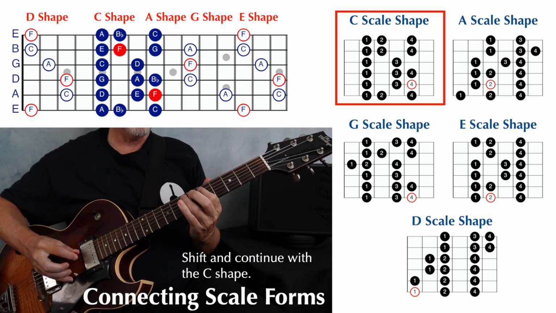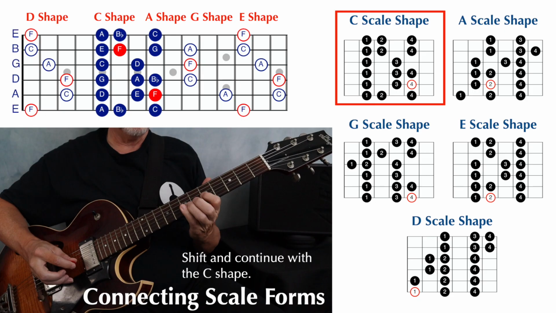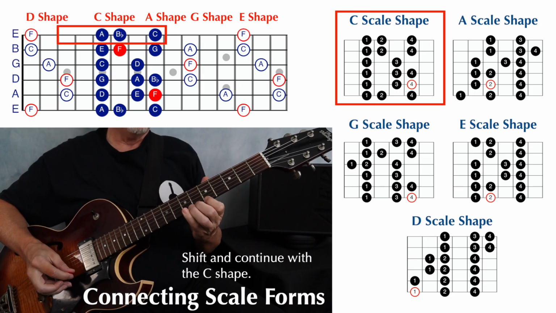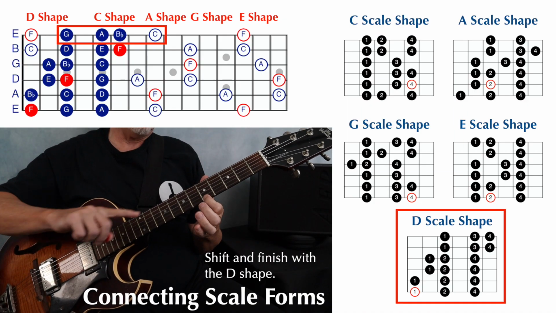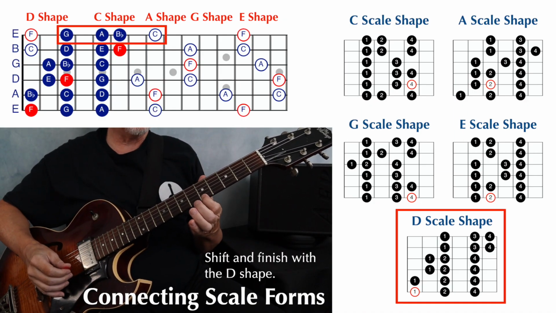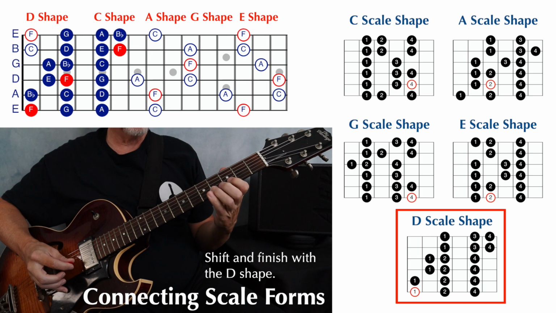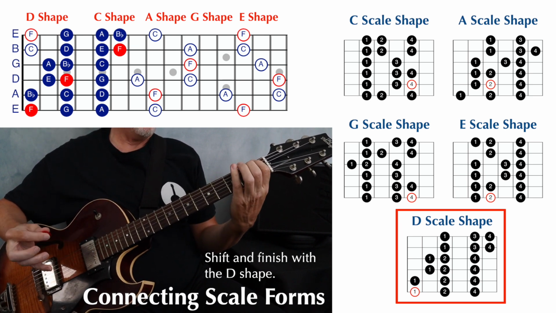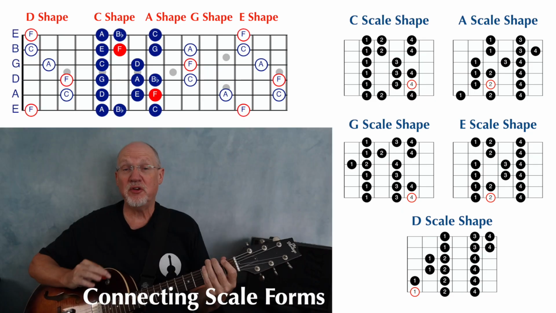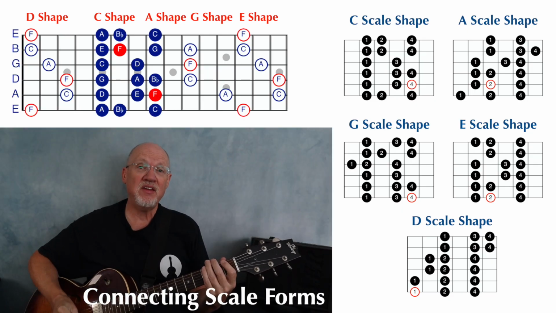Play back up. Now we're going to play down, but this time we're going to go back to the original form we started with. And connect that way. Let's do the same thing, connecting the C to the A scale form.